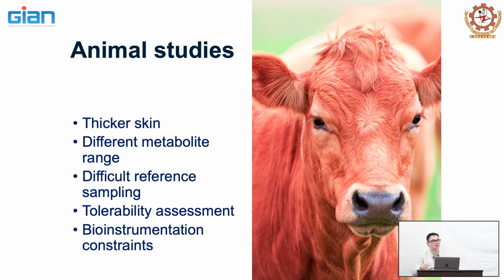It's difficult to do reference sampling. As I mentioned, you can't get capillary blood out of the animals. The only way you can get blood out of the animals is from their tail. Yeah, you have to puncture the tail to get some venous blood. Again, if you have to do this every half an hour or every 15 minutes, would the animal like it? Exactly. And then there's also the tolerability assessment, and then there are also bioinstrumentation constraints.